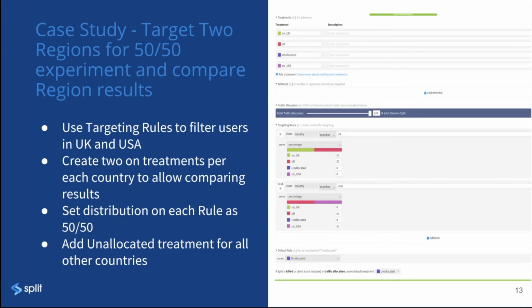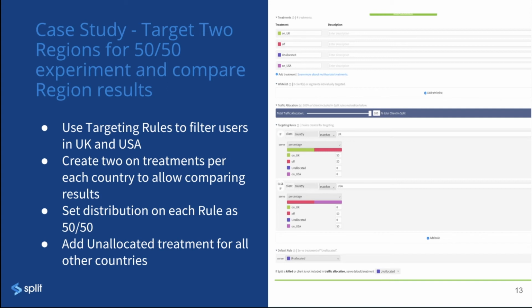Here's an interesting experiment. We want to target two countries' populations and then do a 50-50 experiment for both populations and then compare the on treatment from the two countries. Since we need to compare the on treatment for each country, we have to create an on treatment for each country. In this case, on for UK and on for US. Now we will have an off treatment and an unallocated treatment added to the mix. As we can see, we don't need to use any traffic allocation since we cannot filter only specific regions. It only works on the global population. So we use targeting rules and we use country as an attribute.